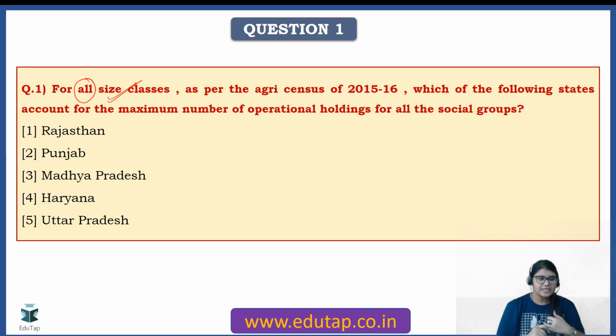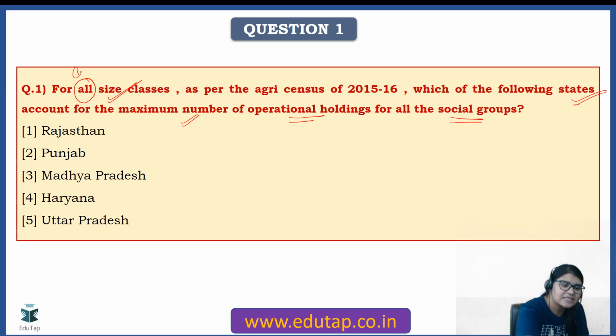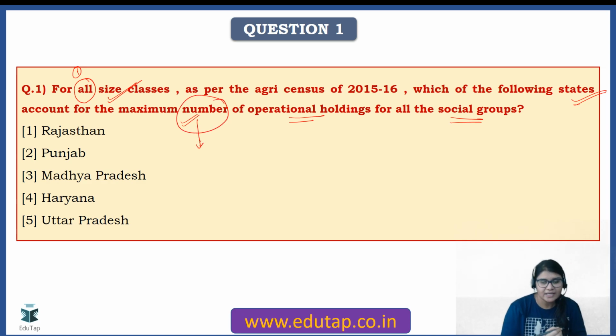So this question says, for all size classes as per the Agri census of 2015-16, which of the following states, okay, account for the maximum number of operational holdings for all the social groups, okay? So here all size classes, okay, nextly number of operational holdings. So when I say operational holding, there are two parameters that I can take into account. One is number and the other is area. Okay, these are the two different things.